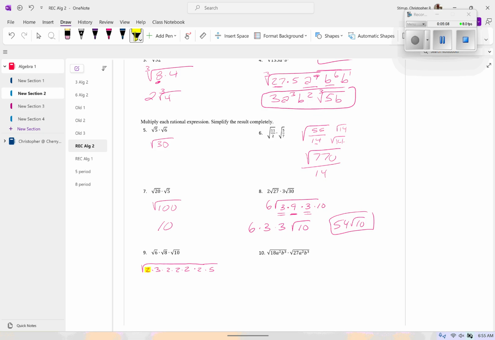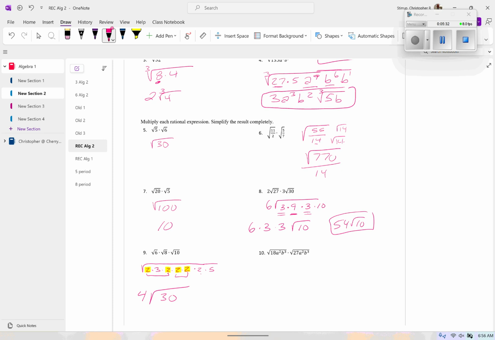So I have a pair here. I have a pair here. Those are all my pairs. So if I take this, that gives me 4. Square root of 4 is 2. Square root of 4 is 2. 2 times 2 outside is going to give me 4. And then inside, I'm going to multiply the 3 and the 2, which is 6. 6 times 5 is 30.